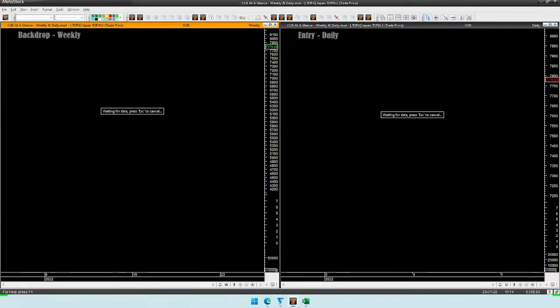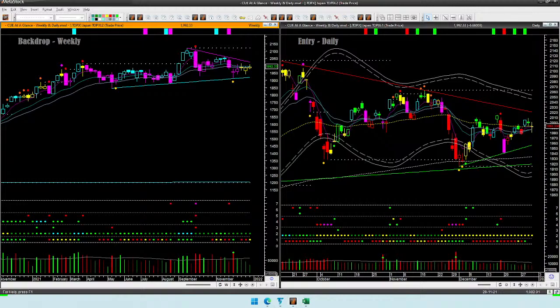Next topic: Japanese market. Inside a triangle both in daily and weekly, right in the middle of the triangle with an indecisive doji candle on the last trading day of last year, no trading area, range bound, no preferred trading direction, will stand aside.